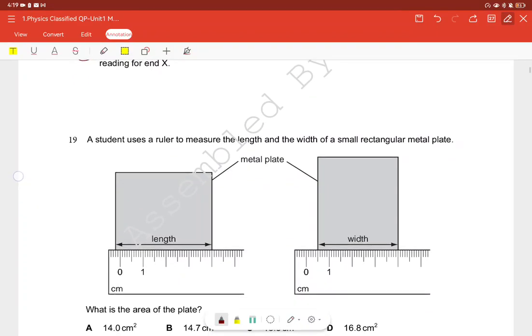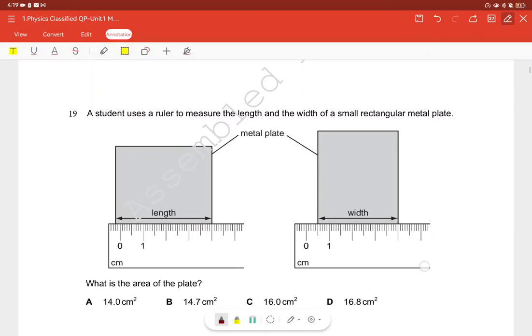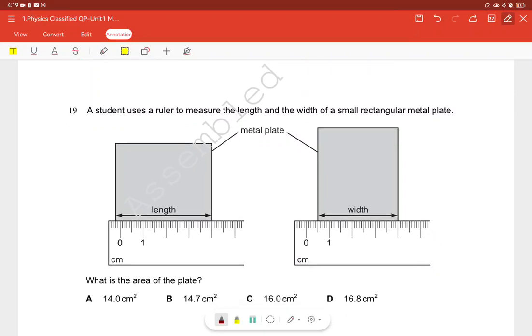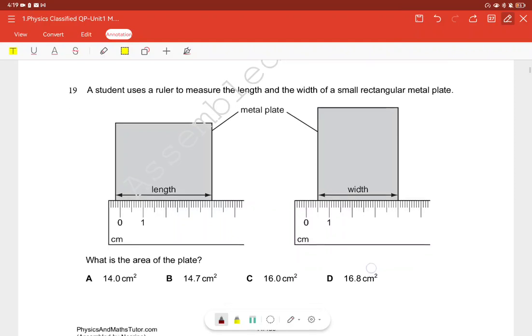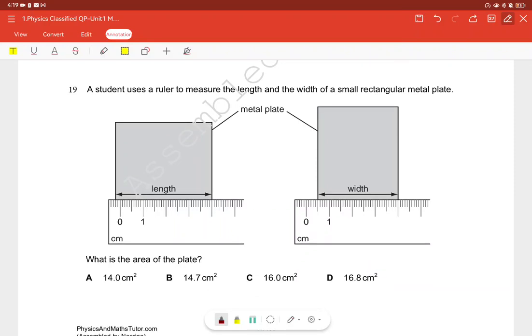Alright, a student uses a ruler to measure the length and the width of a small rectangular metal plate. What is the area of the plate? The area is equal to length times width, right? This is actually two questions in one. First we need to measure the length, and then the width, and then multiply them by each other to get the area.